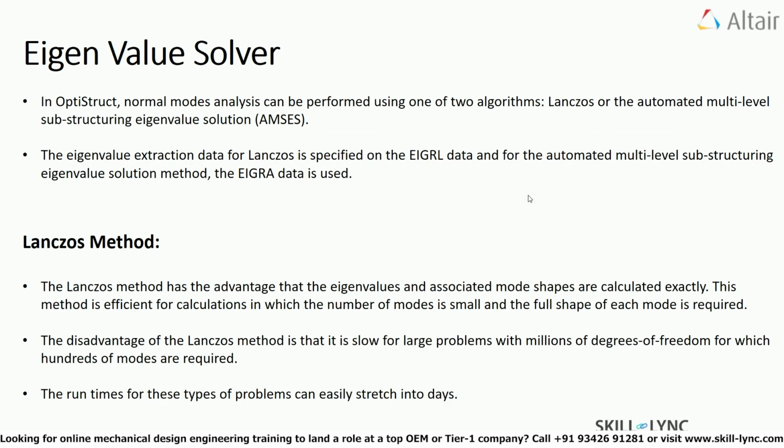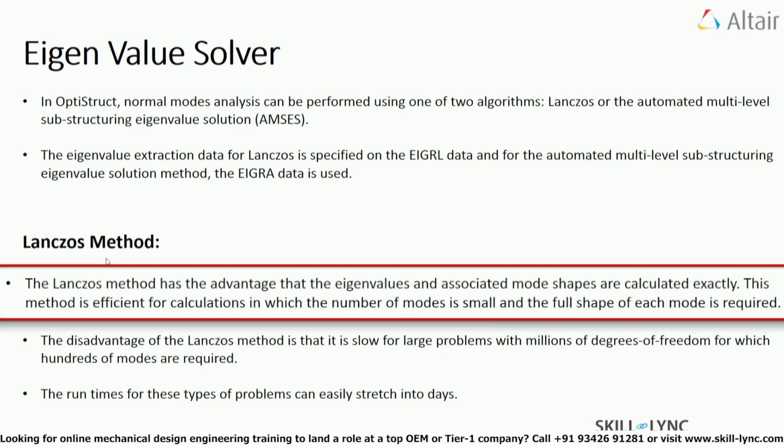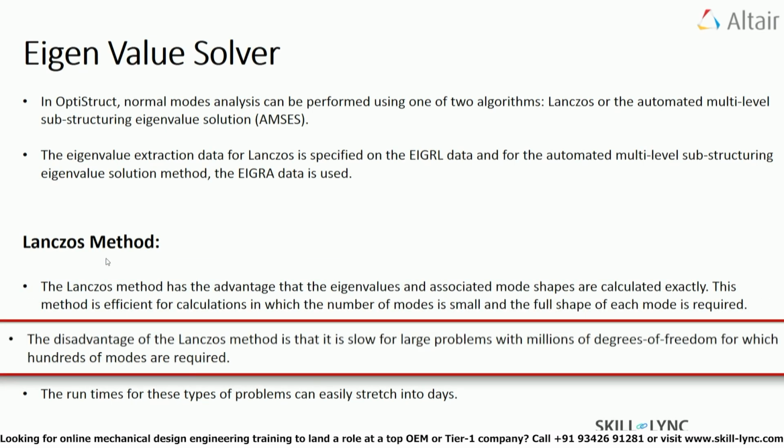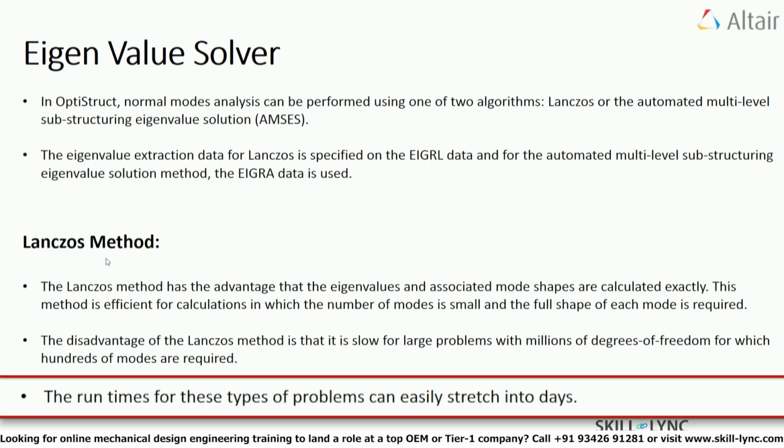Now I will give you a brief explanation of both these methods. Lanczos method. The Lanczos method has the advantage that the eigenvalues and the associated mode shapes are calculated exactly. This method is efficient for calculations in which the number of modes is small and the full shape of each mode is required. The disadvantage of the Lanczos method is that it is very slow for large problems with millions of degrees of freedom, for which hundreds of modes are required. The run times for these types of problems can easily stretch into days.